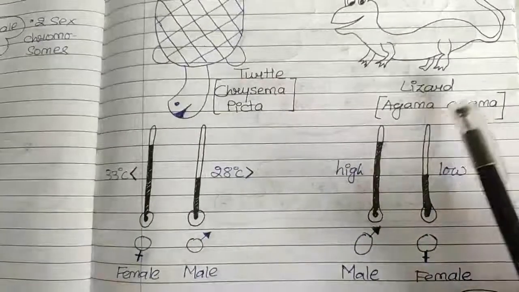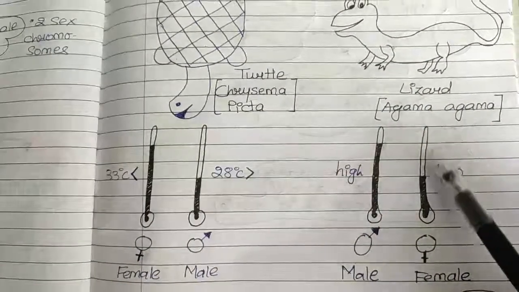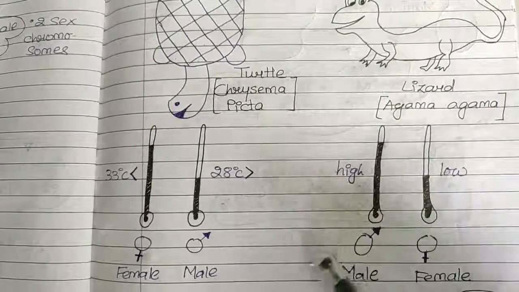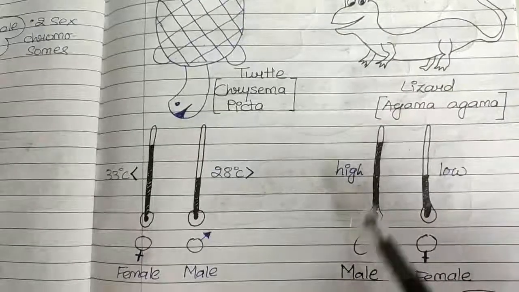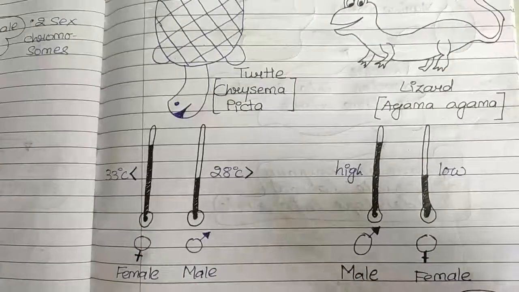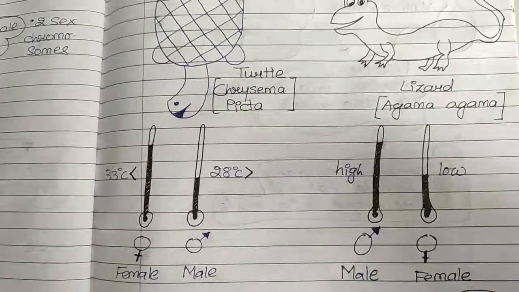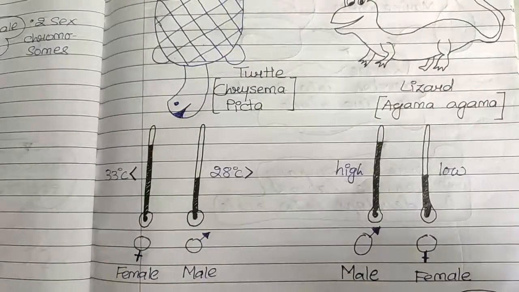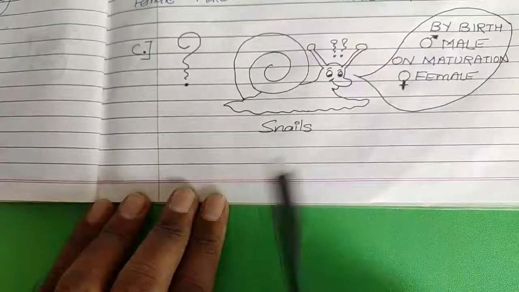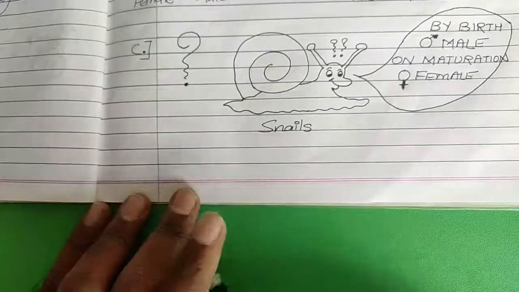Completely different is the case in the lizard. That is, if the temperature is low, then the egg will hatch as female. And if temperature is high, then the egg will hatch as male. So here, the temperature during the incubation period of the eggs is going to determine the gender of the child. Clear? Now, this is another case where sex is not at all fixed throughout life.